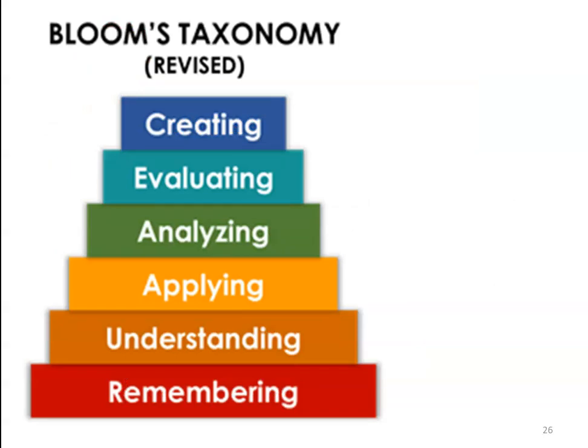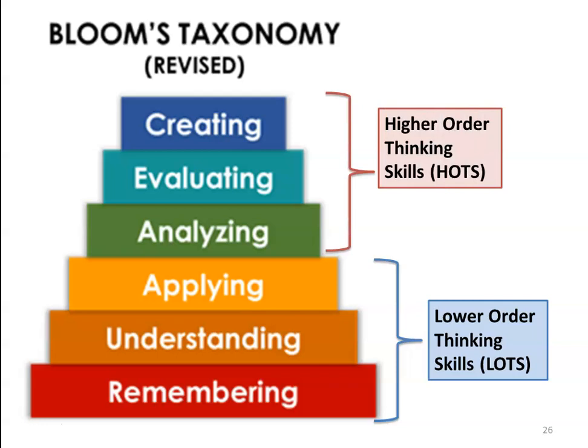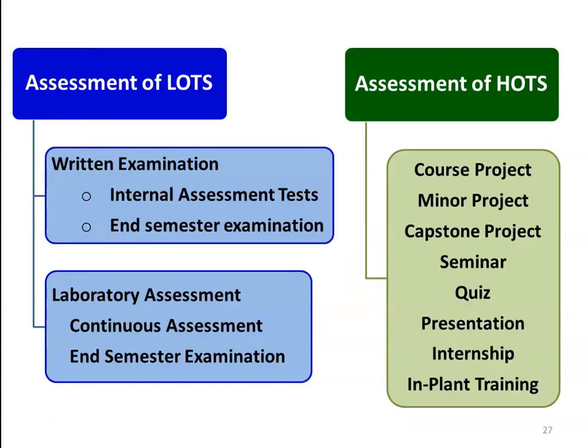And we have Bloom's taxonomy, the revised Bloom's taxonomy: remembering, understanding, applying, analyzing, evaluating, and creating. The first three are called LOTS, lower order thinking skills. And the second three are called HOTS, higher order thinking skills. The lower order thinking skills can be assessed by written examination or laboratory assessment. In our regular curriculum, we conduct internal assessment tests and end semester examinations for theory courses. Similarly, for laboratory courses, we have continuous assessment and end semester examination. So any written examination assesses only the LOTS: remember, understand, and apply.